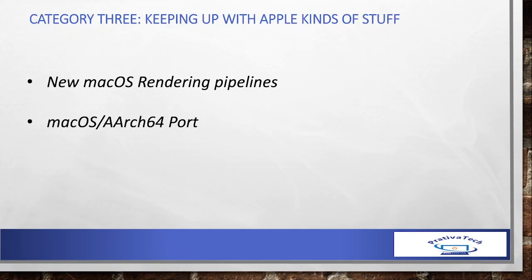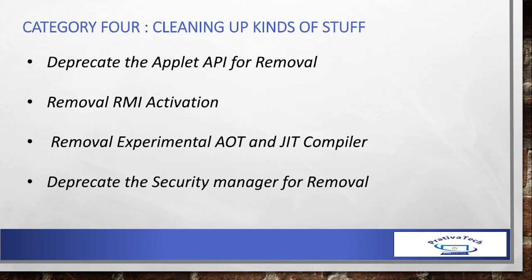Under category 3, keeping up with Apple kind of stuff: new macOS rendering pipeline and macOS/AArch64 port. Under category 4, cleaning up kind of stuff are placed, like deprecate the Applet API for removal, remove RMI Activation, remove the experimental AOT and JIT compiler, and deprecate the Security Manager for removal.